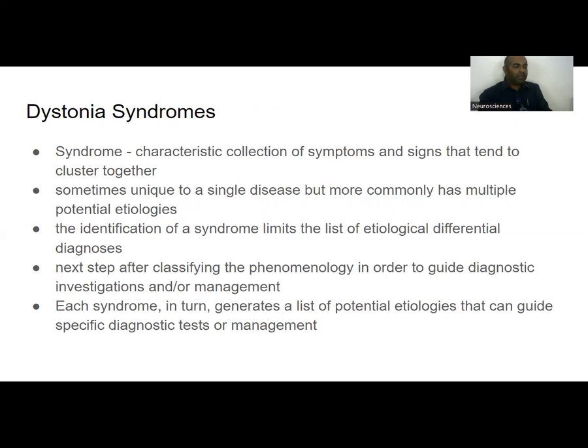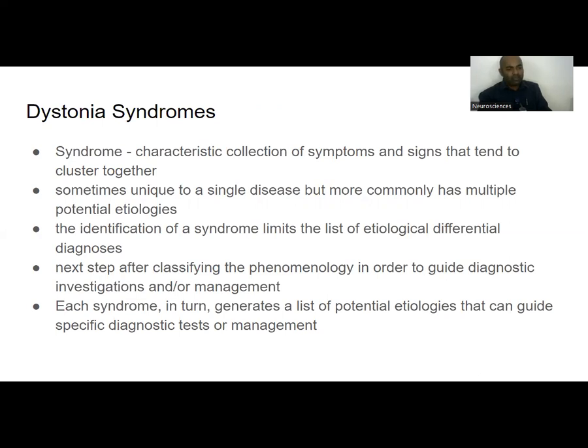After we do the clinical examination and the basic investigations, we have to put together a dystonia syndrome. What is a syndrome? A syndrome is a characteristic collection of symptoms and signs that tend to cluster together. Sometimes it is unique to a single disease, but more commonly it has multiple potential etiologies.